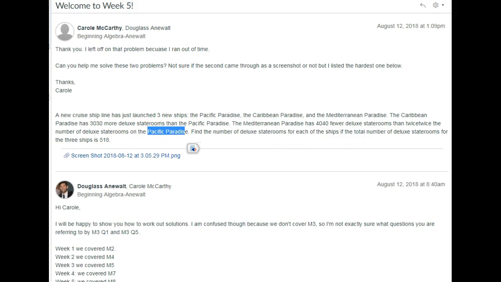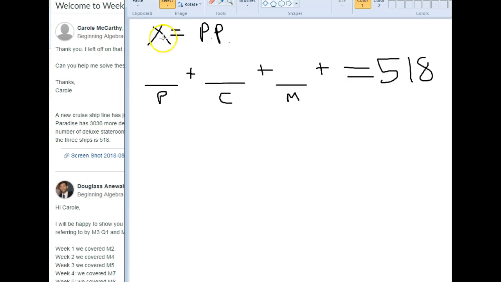So I'm going to choose to make Pacific Paradise my variable because of that. I'm just going to choose the letter X, and that's going to equal the number of rooms on the Pacific Paradise. And my equation is going to look like this: the number of rooms on the Pacific Paradise, plus the number of rooms on the Caribbean, plus the number of rooms on the Mediterranean. Add those three individual amounts together, and they should equal the total, which is 518.